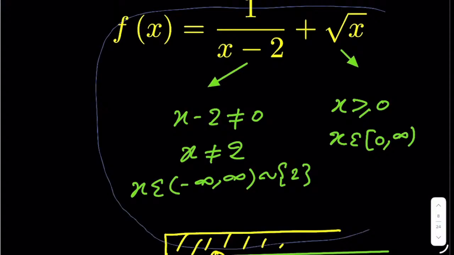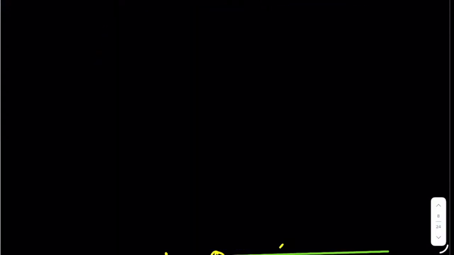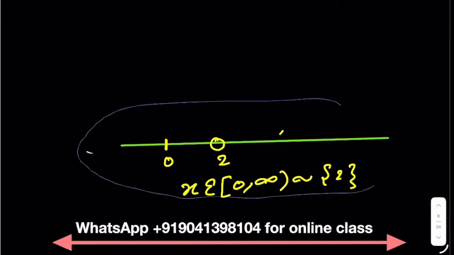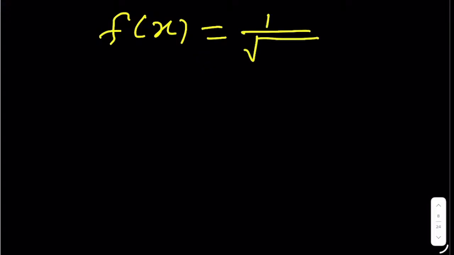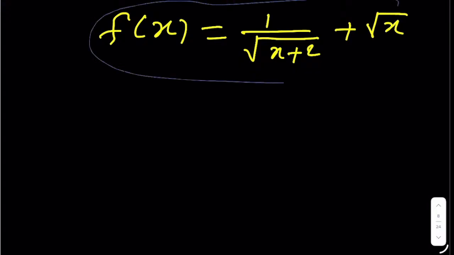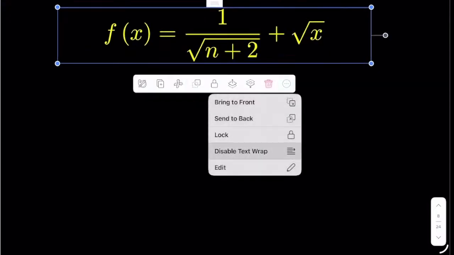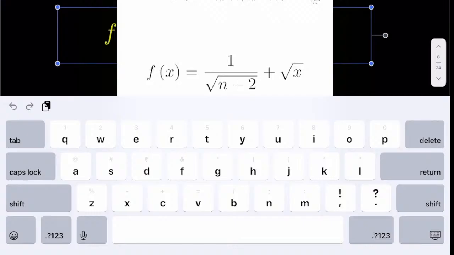Now, after that, I will take another problem. Is the problem interesting or not? Next one: f of x is equal to 1 upon under root x plus 2, and here plus root x. Everyone can try. What is the exact answer of that question?